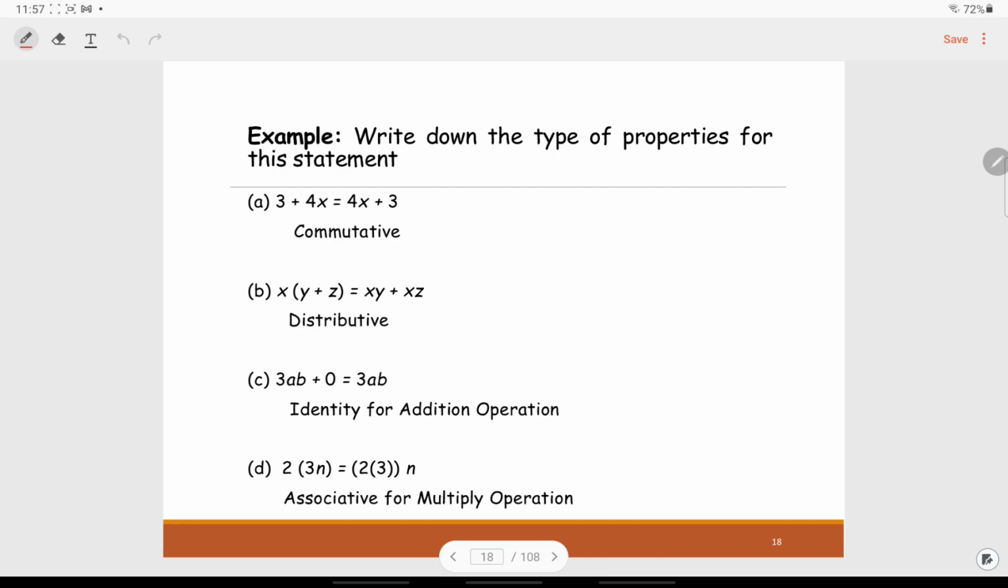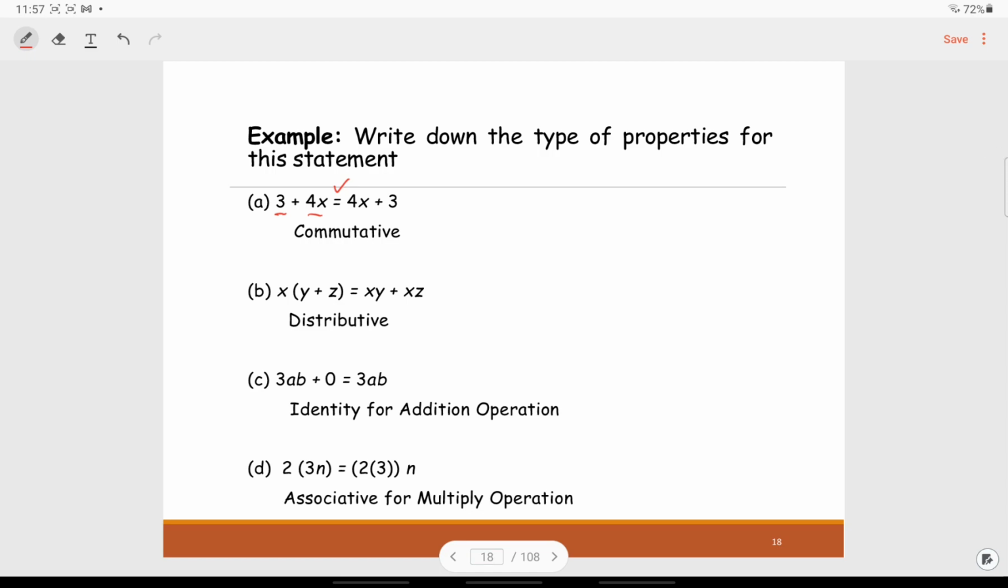All right. Now we consider the following example. Write down the type of property for each statement. We first start with A. We have 3 plus 4x equal to 4x plus 3. Obviously we just change the position of these two numbers, and the equation remains true. So this is the commutative property.